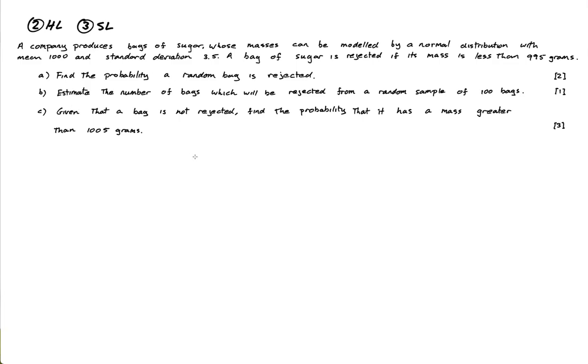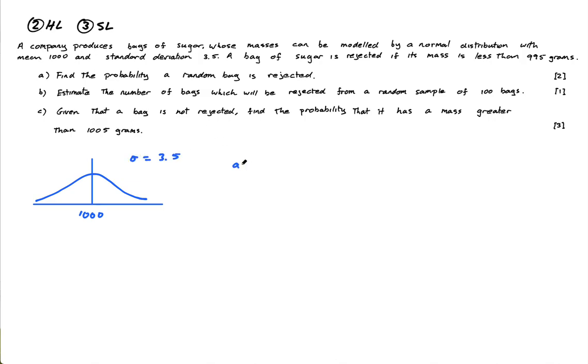Okay, a company produces bags of sugar whose masses can be modeled by a normal distribution. We have a normal distribution with a mean of 1,000 and a standard deviation of 3.5. Before I even read the question, guys, I am going to draw myself a normal distribution. Always draw this bell curve. If it's a normal distribution question, you should be drawing a bell curve. I can't think of many examples where you shouldn't, because even if you don't need it, it's so quick to do anyway. Just draw it very quickly. Quick bell curve. Okay, and put in mean 1,000 and standard deviation 3.5.